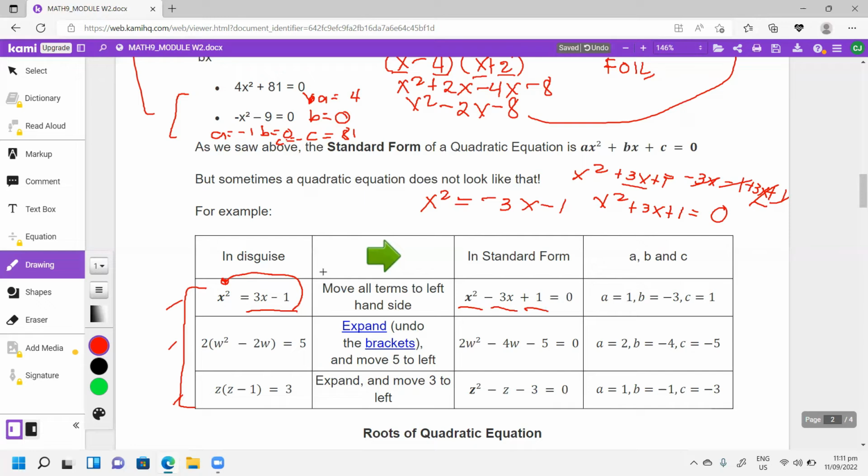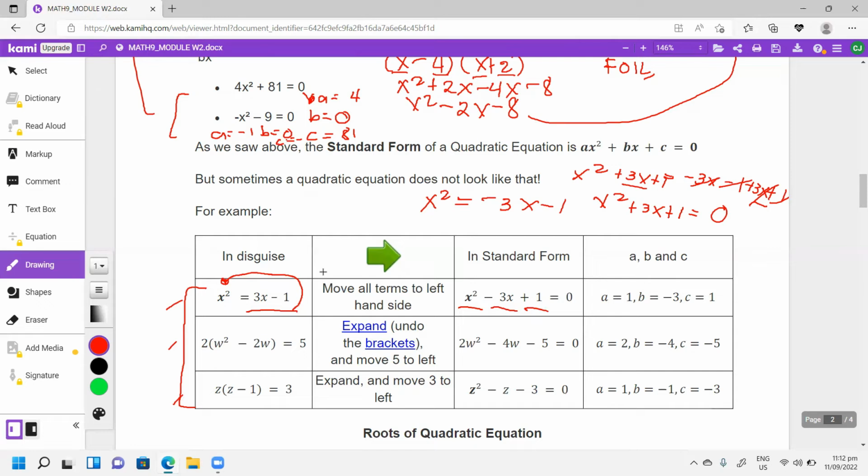Now, this is in the standard form. Then we can identify our a, our b, and our c. Our a is the coefficient of our quadratic term, so 1. Our b is negative 3, and our c is 1. The same is true with example number 2 and example number 3.